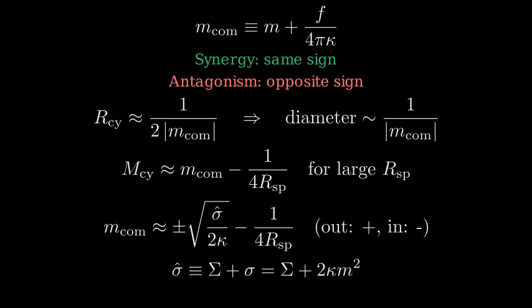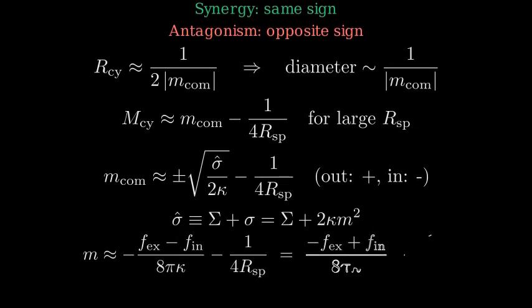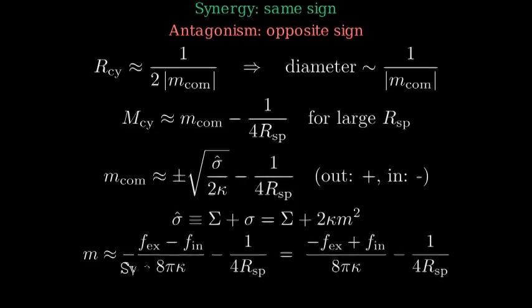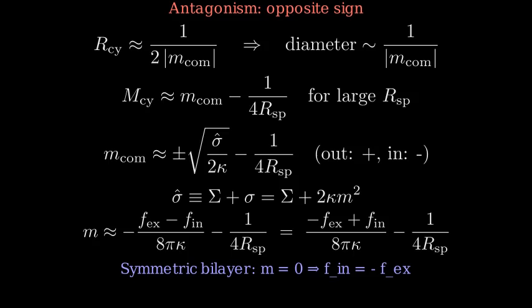A neat experimental strategy is to pull both an out tube and an in tube from the same aspirated vesicle using an optical trap. Let F sub x be the outward force, and F sub n be the inward force, both measured at the same aspiration pressure. Then adding the two relations yields a simple estimate for the spontaneous curvature m. It reads, m is approximately minus F sub x plus F sub n over 8 pi kappa, minus 1 over 4 r sub sp. For symmetric bilayers, m equals 0, and this implies F sub n equals negative F sub x.